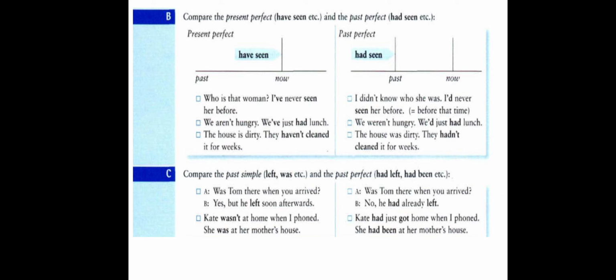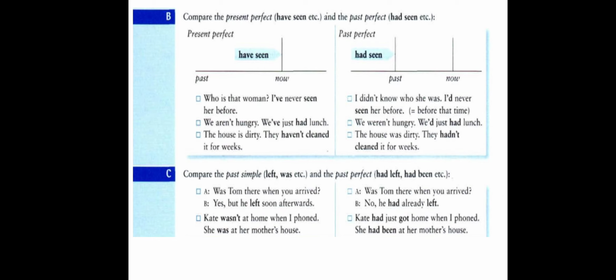When you look at the other example on the right hand, you see Kate had just got home. When I phoned means Kate had just got home before I phoned. Then the first action, she had just got home. This is the first action, so it is given past perfect. And the second action, I phoned, is given past simple. And there is a gap of time between the two actions. She had just got home. After some time, I phoned.